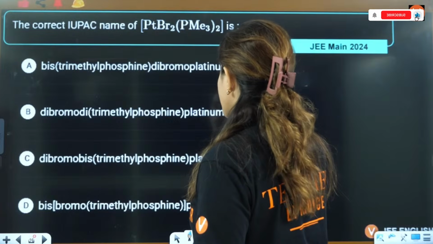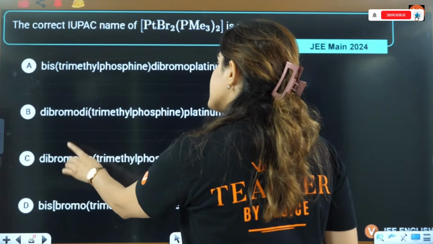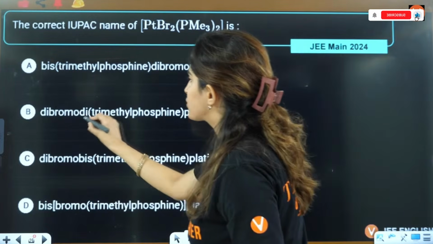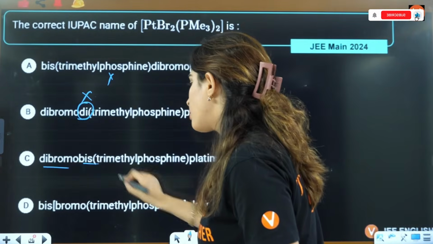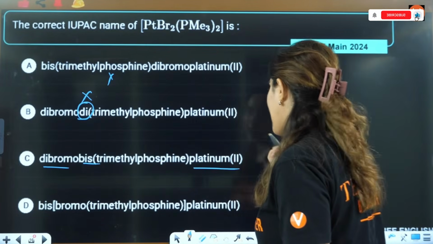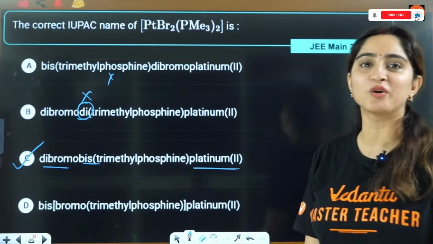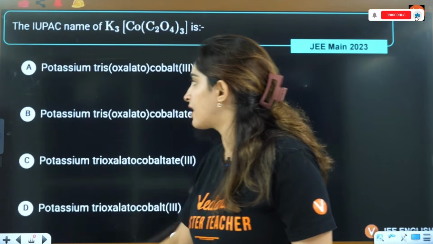What is the oxidation number, right? This is trimethyl phosphine, this is dibromo, this is bis. So this is already cancelled, this is also cancelled, this is dibromo bis tri, and this platinum, all of them have 2 oxidation states, so you will already know that you don't even need to calculate it, right? So the answer will be C is the correct answer here.